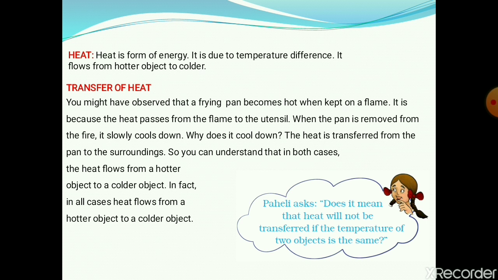So you can understand that in both cases the heat flows from a hotter object to a colder object. In fact, in all cases heat flows from a hotter object to a colder object. Paheli asks, does it mean that heat will not be transferred if the temperature of the two objects is the same? Definitely yes.